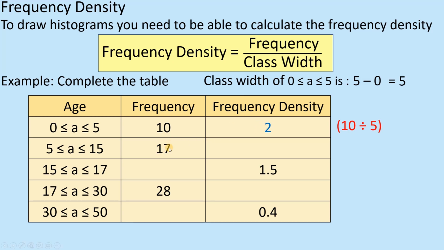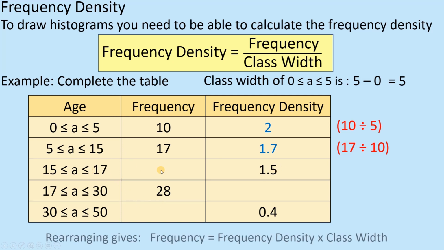And then from there, it's the same kind of idea. So it's going to be 17 divided by the class width, which is 10. So 17 divided by 10 is going to be 1.7. And then the next one, if I think about this very carefully, I've got the frequency density and I've got the class width. So I've got these two. So that times that will give me the frequency. So the class width is 2, and the frequency density is 1.5. So 1.5 times 2 is going to give me this number here, which is going to be 3.